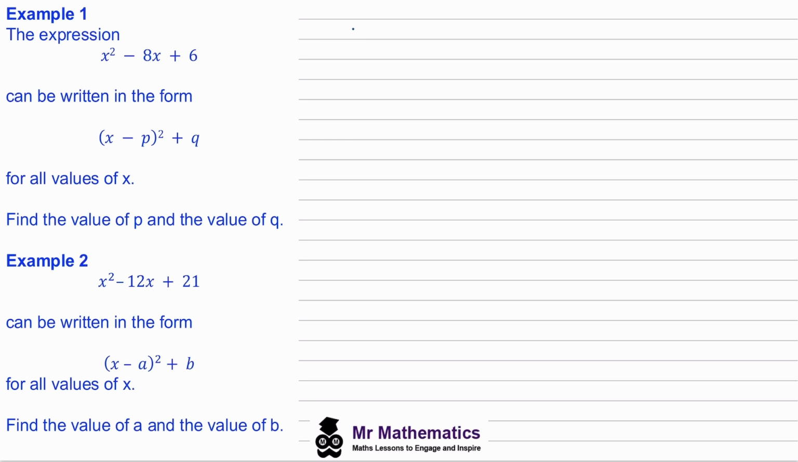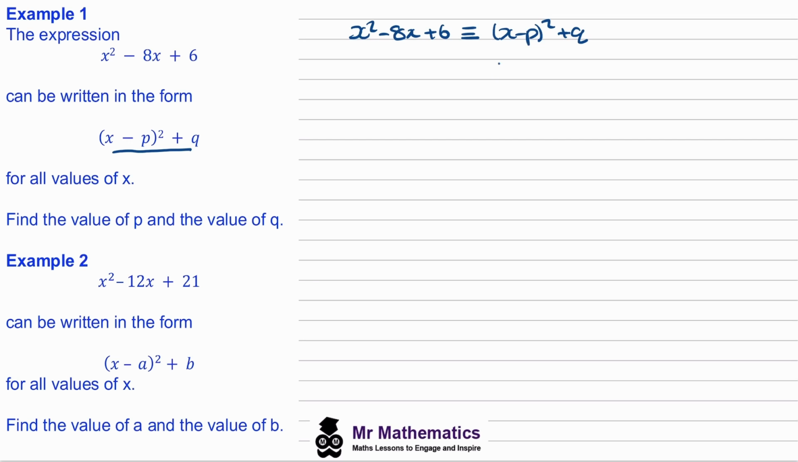In example 1, we've been given x squared minus 8x plus 6 can be written in this form. So we're told this is identical to (x minus p) squared plus q. We need to work out the values of p and q.